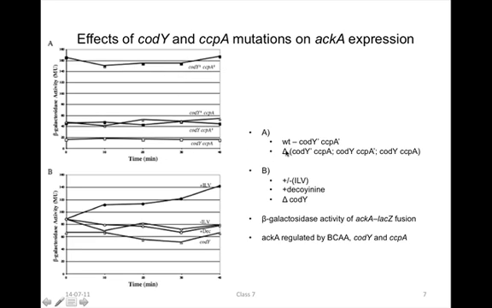Then they take a deletion. Transcription or translation of ackA? Expression. So transcription. Then they take a deletion of ccpA, but wild type codY. So that's the first one. And notice the activity is really down. So with one gene deleted, the activity is down. Same thing with the codY deletion, it's really down. And if you delete both genes, it's even further down.